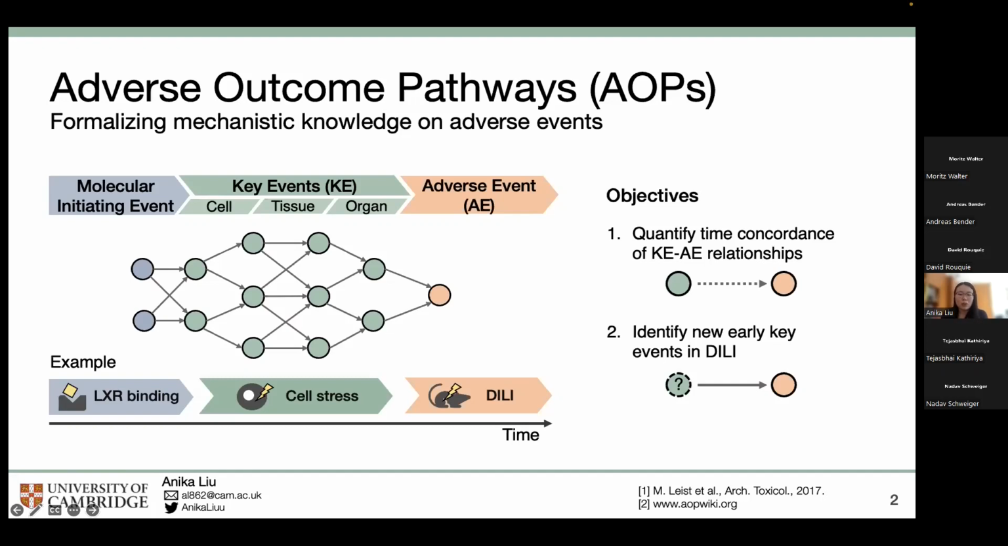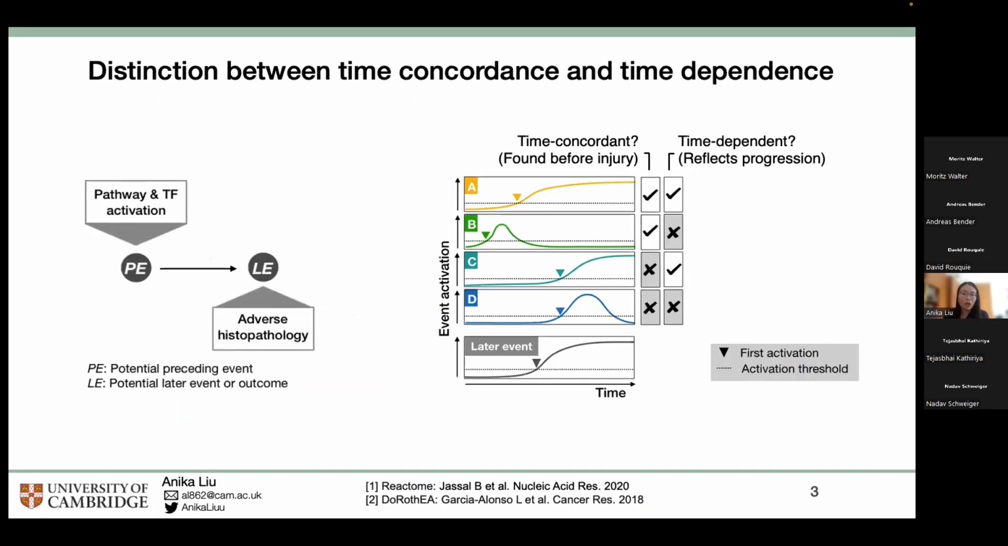So the main goal of this study was then to see, can we quantify time concordance for already known key event adverse event relationships, because these are often rather qualitative, so we don't know how much time passes, for example, between the key event and adverse event, and how often we see it before. And on top of that, we thought maybe we can also use this concept to prioritize potentially new mechanistically relevant events. So just to clarify what time concordance is, I've added this figure.